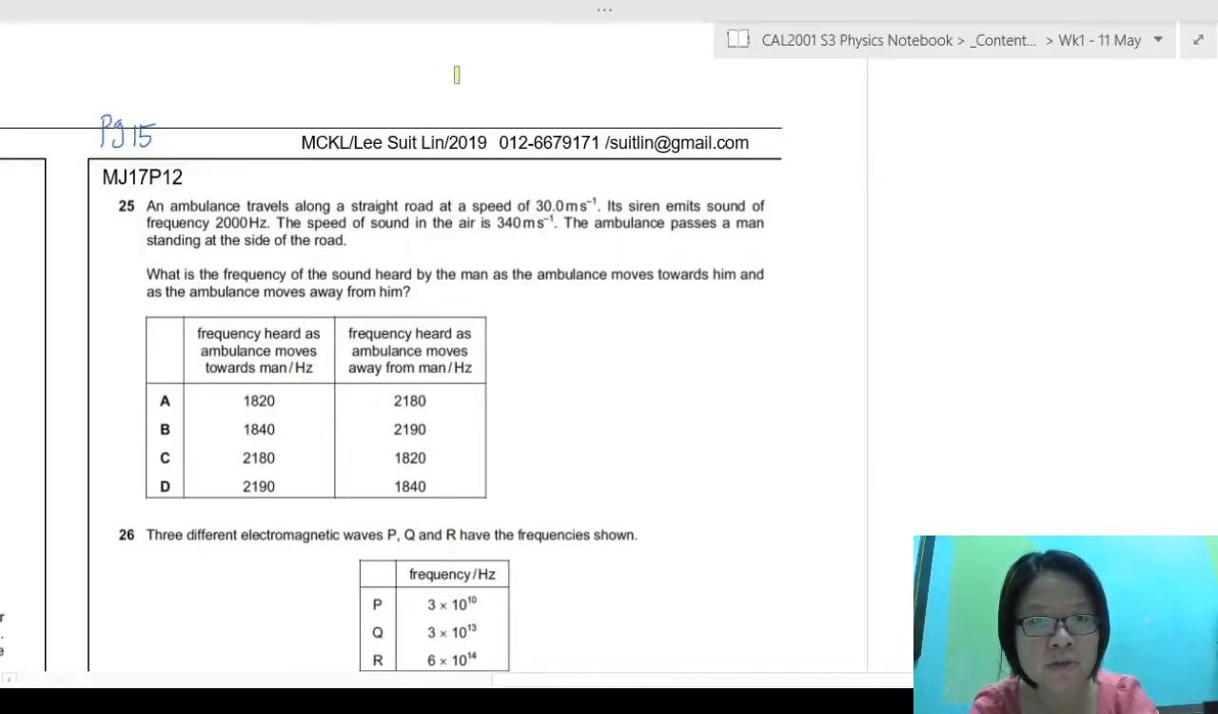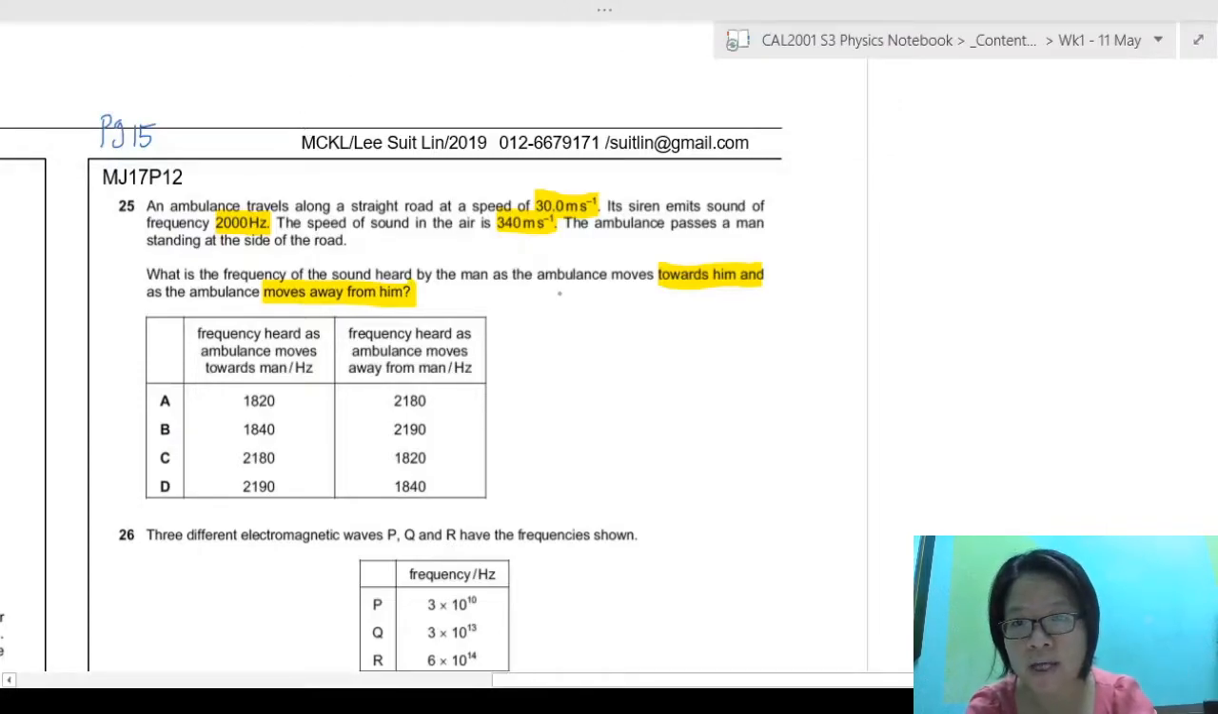An ambulance travels along a straight road at a speed of 30 meters per second. Its siren emits a sound of frequency 2000 Hz. The speed of sound in air is 340. The ambulance passes a man standing on the side of the road. What is the frequency heard by the man as the ambulance moves towards him and moves away from him?